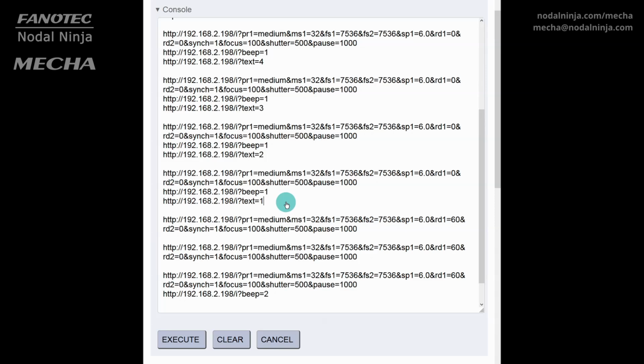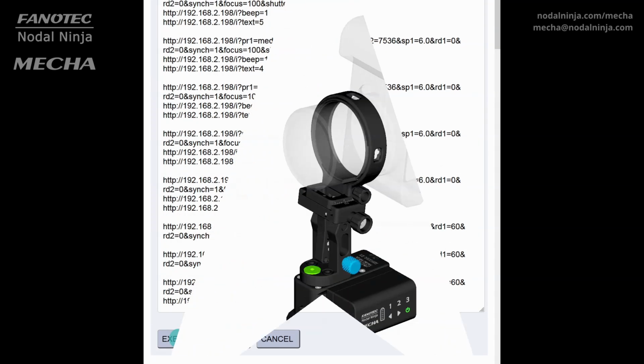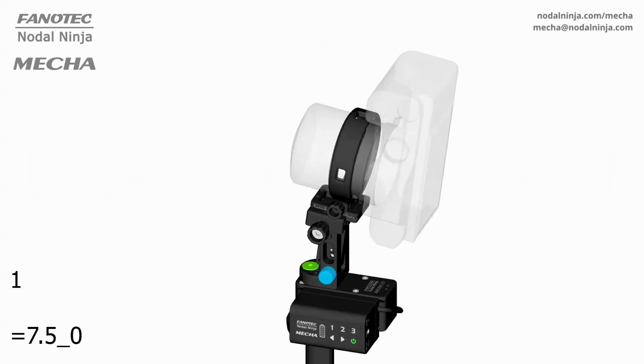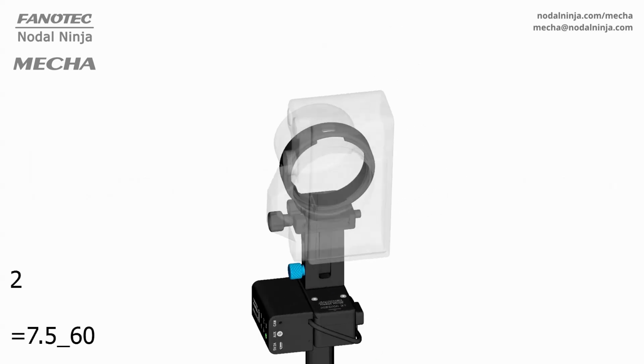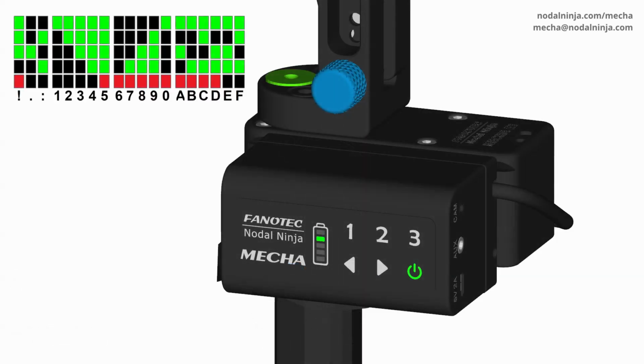Let's click the Execute button and observe how MECHA executes this panorama. The first shot. The second shot. The third shot. The first extra shot, followed by a beep, then 5 displayed on the LEDs.